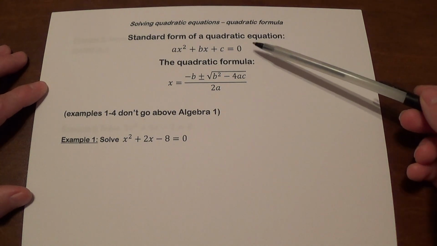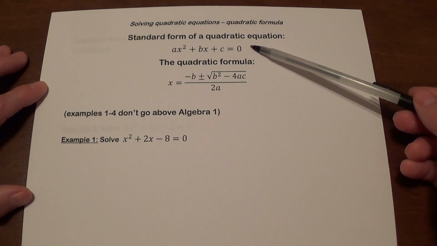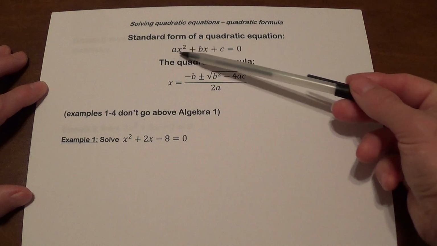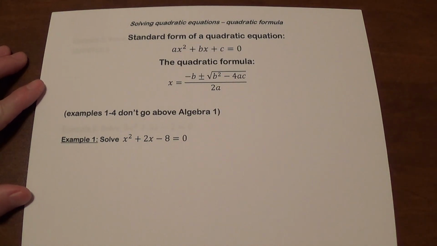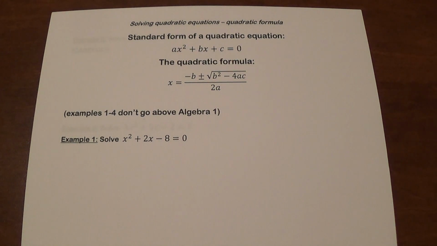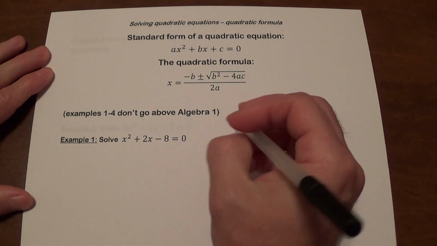So what do we need to know? First of all, there's something called the standard form of a quadratic equation, which is right there: ax squared plus bx plus c equals 0. This is the quadratic formula. So a, b, and c in the formula will be numbers that you are actually going to pull from the equation. Let's take a look at the first problem and try to figure it out.